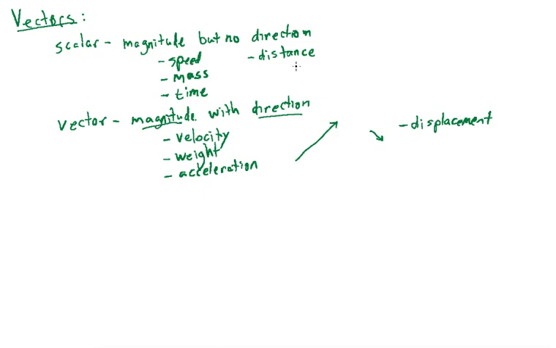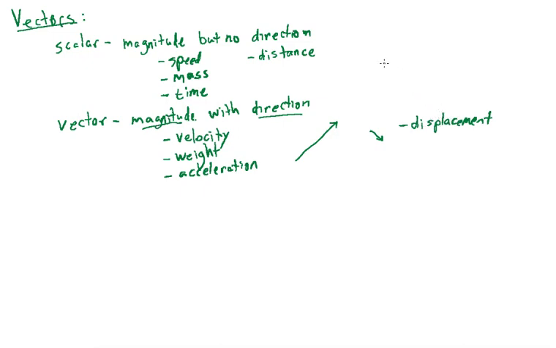So I could say, all right, I ran 20 miles. Well, I have no idea where you ended up. I just know it's within 20 miles of where you started. Here I said, I ran 20 miles northeast. Well, I know I went 20 miles northeast, and I know exactly where you ended up. It's displacement. And displacement, it matters.